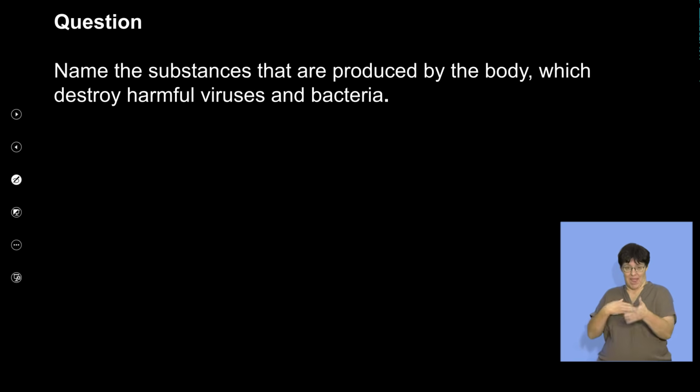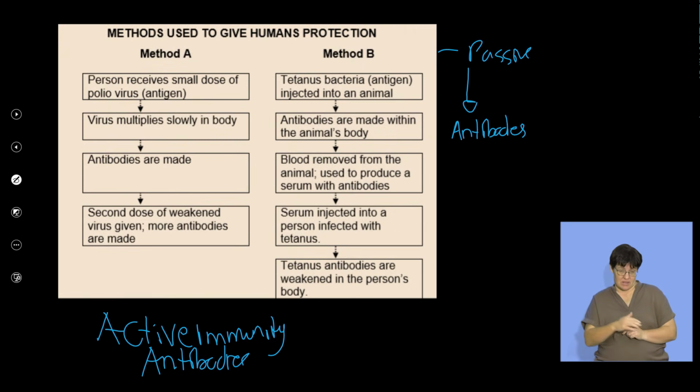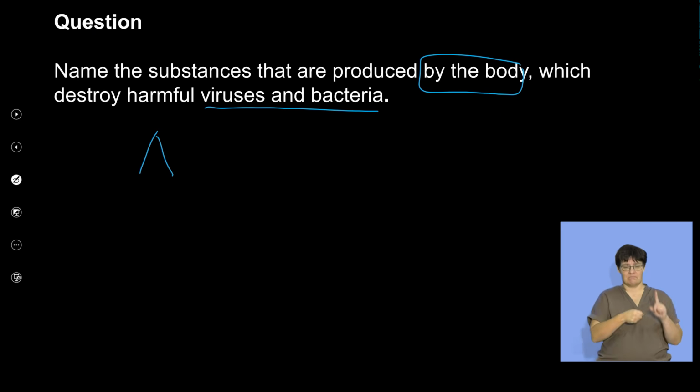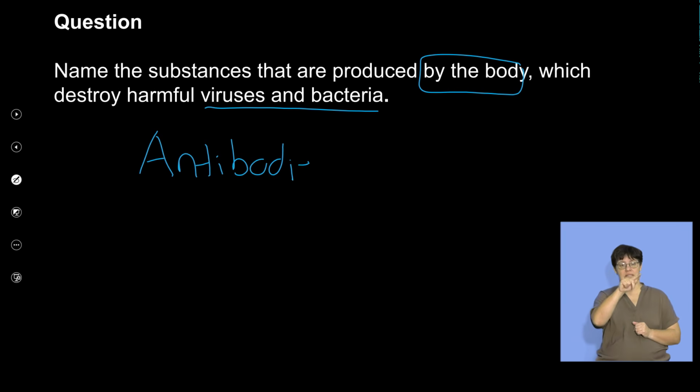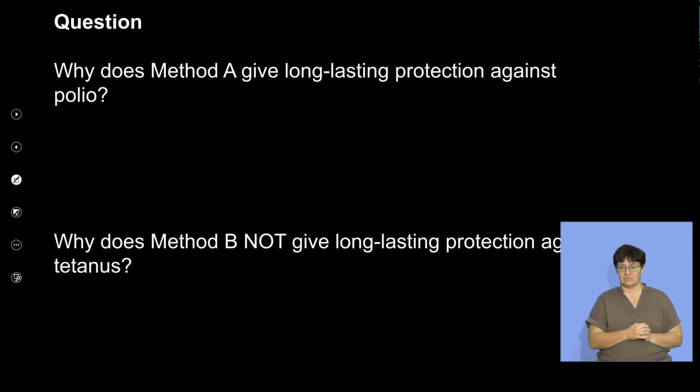Okay, so name the substances that are produced by the body which destroy harmful viruses and bacteria. If we go back, you're going to see one word we're looking at, antibodies. As I said over here, that's what we want to fight. So the word that we're looking for over there is antibodies, and you got that from the writing piece.